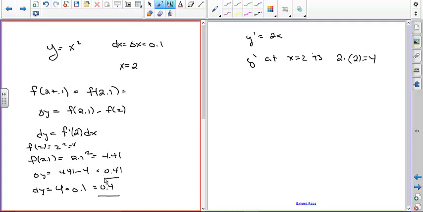So you can see the two values. The actual change in y is 0.41. The approximate change in y, dy, is 0.4. So they're pretty close to each other. I mean, they're within 1 out of 40, which is 0.25%. So it's a pretty good approximation.